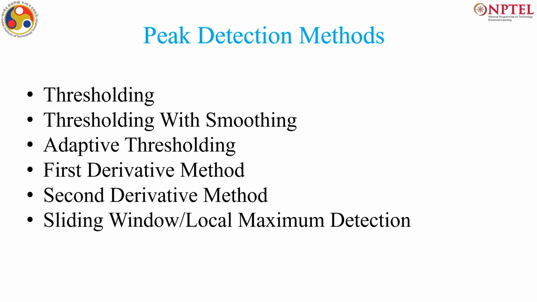So, let us now try to understand the peak detection methods. The first method is thresholding, which is kind of a naive method. Then thresholding followed by smoothing, adaptive thresholding, using the first derivative, using the second derivative, and the windowing method like a sliding window to find local maxima or minima. In this terminology, often peaks and troughs are collectively called peaks. So, let us try to understand the algorithms.